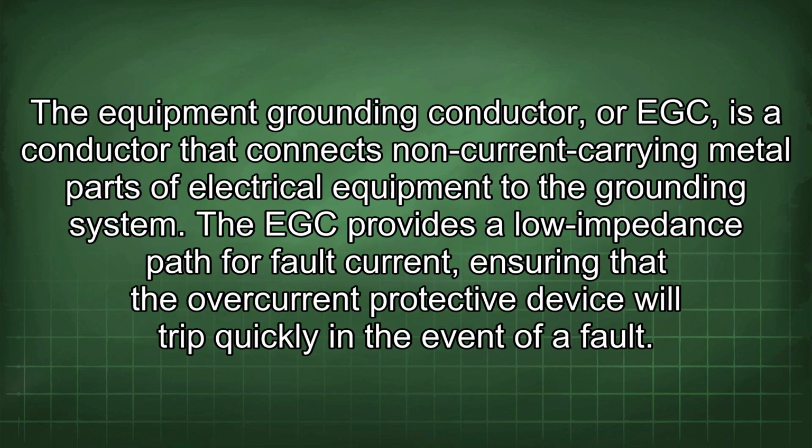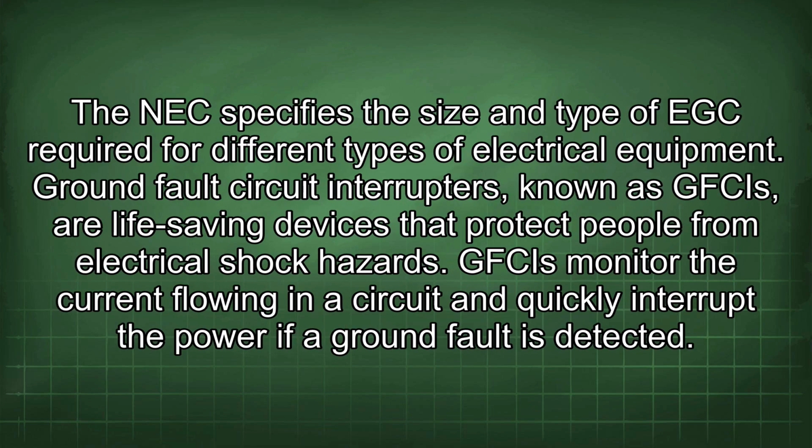The equipment grounding conductor, or EGC, is a conductor that connects non-current carrying metal parts of electrical equipment to the grounding system. The EGC provides a low impedance path for fault current, ensuring that the overcurrent protective device will trip quickly in the event of a fault. The NEC specifies the size and type of EGC required for different types of electrical equipment.